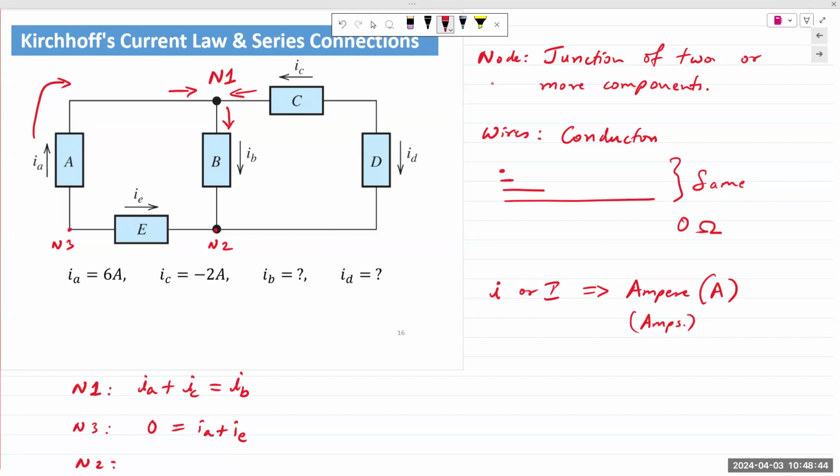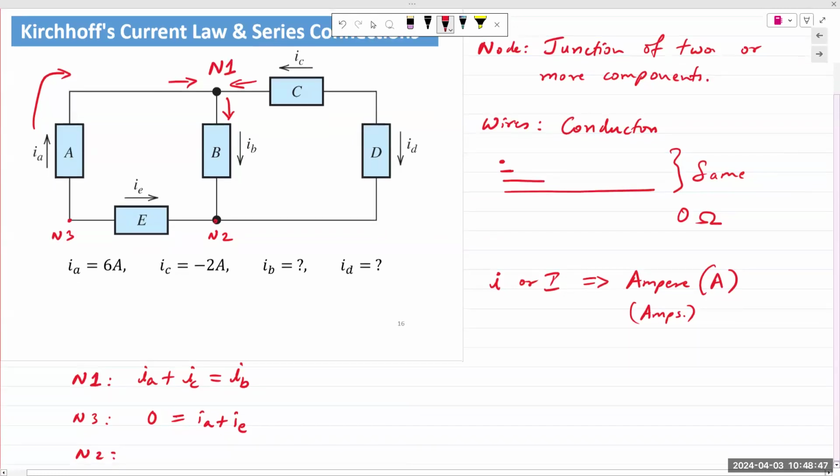If you look at node 2, what do you see? How many currents are entering? All of them. All of them are entering. So we have IB, ID, and IE entering, and no currents leaving. Is that possible?